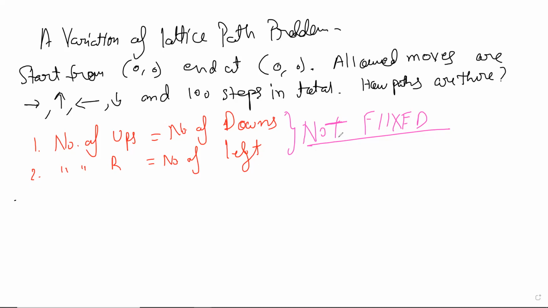Let's just do it like this then. If it's not fixed, then as you're saying, we take cases. So we take case one, 0 ups. They don't go up at all, only go right and left. What should be the answer in this case if there are 0 ups? That's right. Then it will just be 100 choose 50. Is that right? Yes.